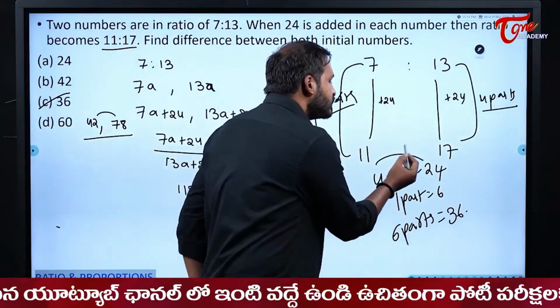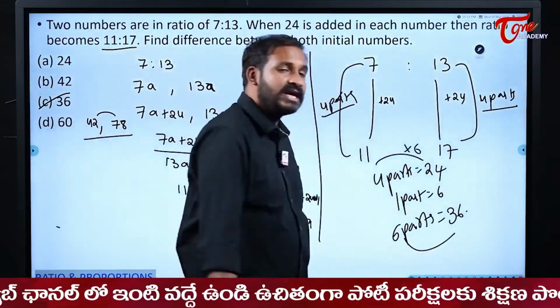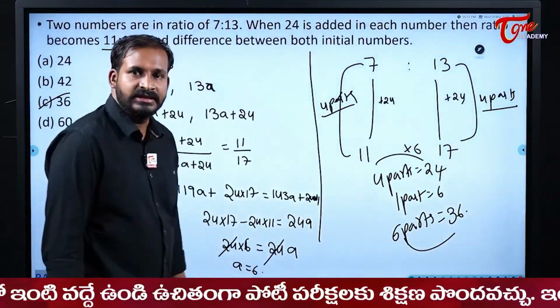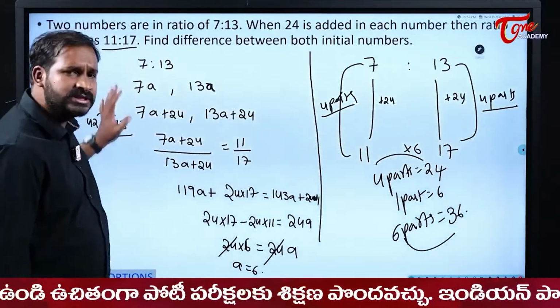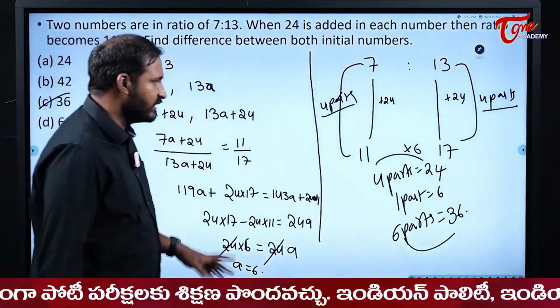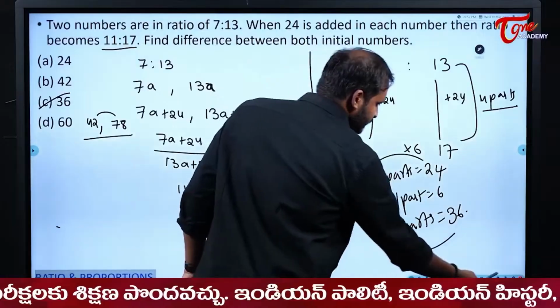Why? Because 4 sixes are 24. Similarly, 6 sixes are 36. Like this, you can get the answer directly. No need to do all these calculations and everything. Directly try to understand this concept.